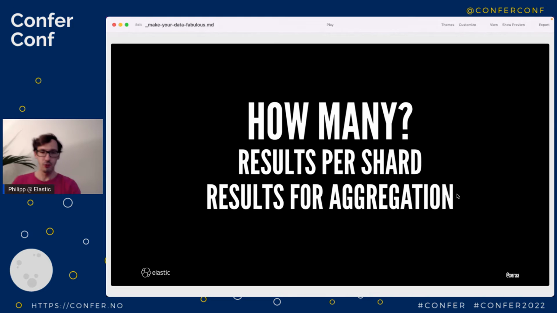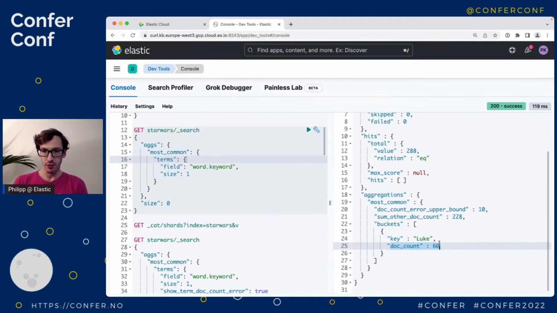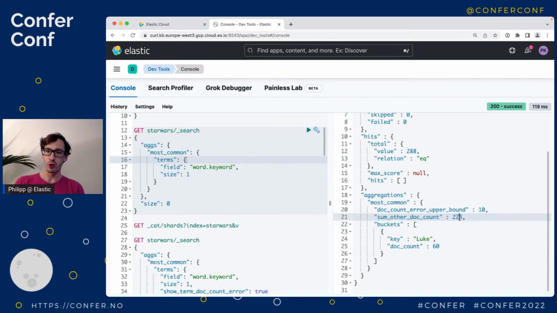And then in the result, you also have a couple of other pieces of information. So it says the other documents that were not Luke were 228, and it also calculates the total error bound for this overall calculation as up to 10 could be missing or wrong. So basically, it knows of the 11th result. It knows how many documents you're missing. And then that gives you the error bound.